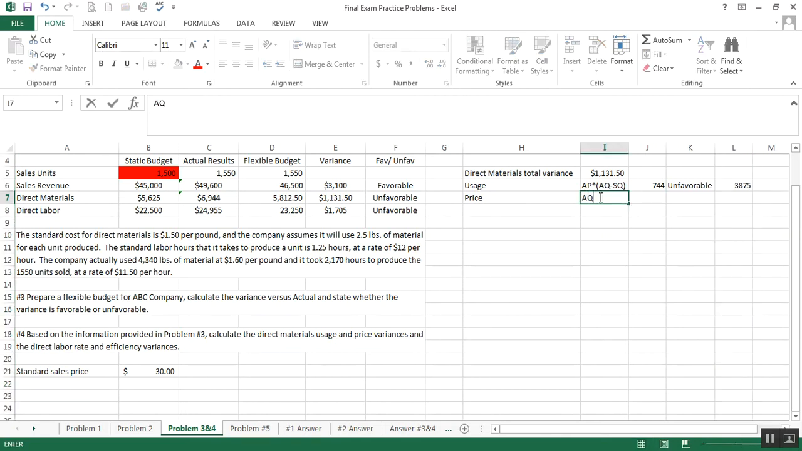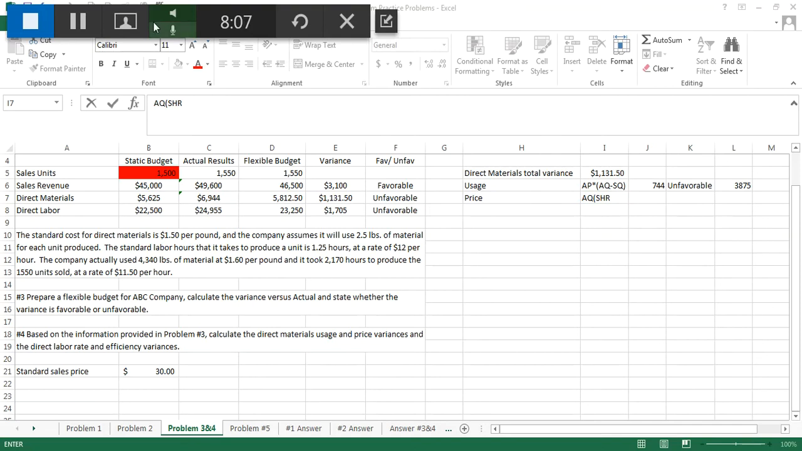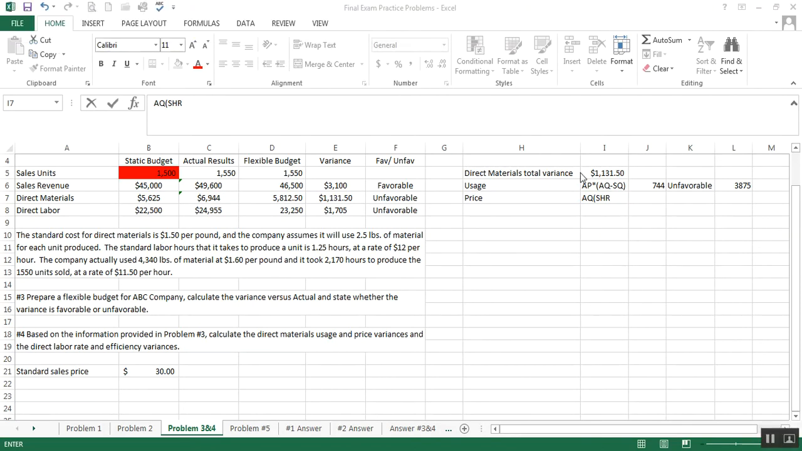Actual quantity times standard... Okay, I'm sorry, here I wrote the formula wrong. It's actually our standard price. So the standard price is 1.5. Sorry about that. So our price variance is going to be our actual quantity times our actual price minus our standard price.